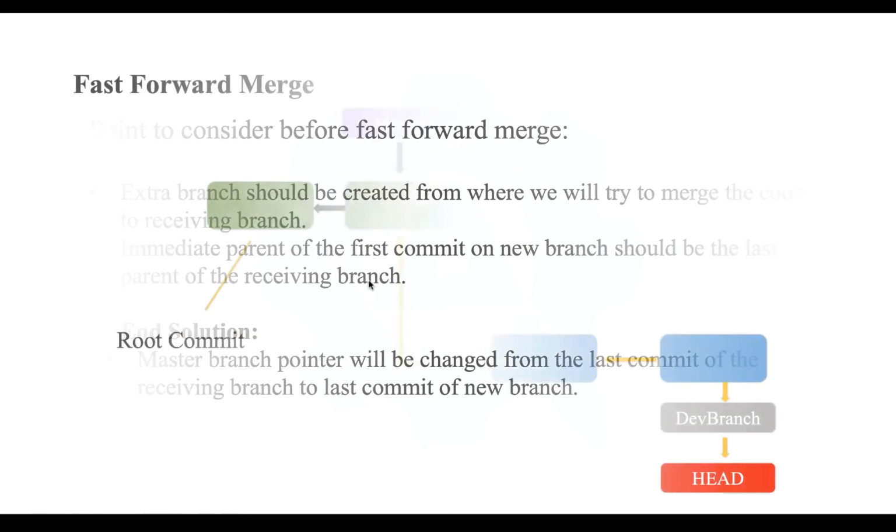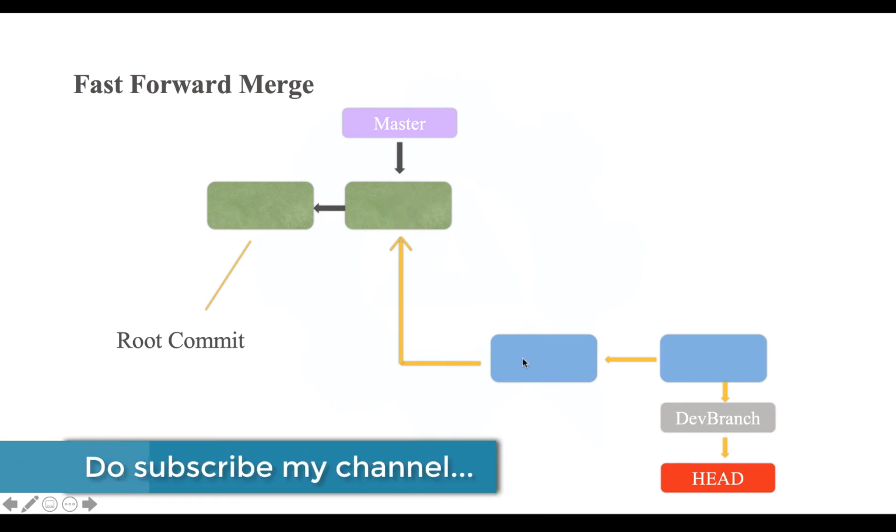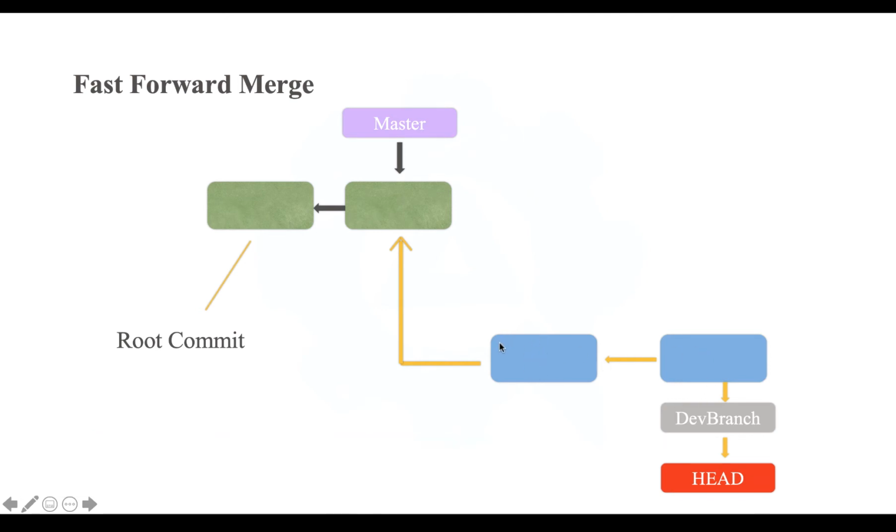What does that mean? If you look at this picture, this is where the master branch ends and this is where the new branch, that is the dev branch, starts. The last commit of the master branch should be the parent of the first commit of the new branch. You can see in this diagram, this green box is a parent to this blue box, a commit in the new branch. That's how it has to be if you want to perform a fast forward merge.